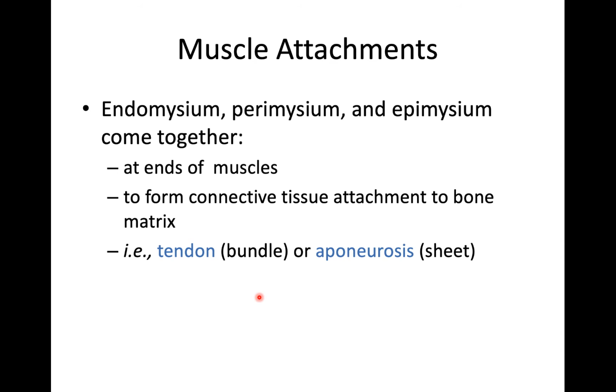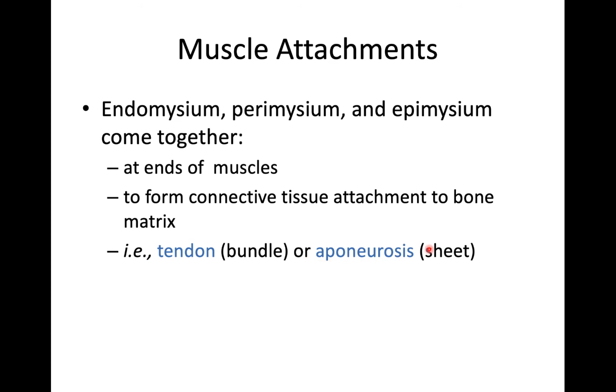Now, the bundle is going to be found predominantly around the appendicular skeleton, which again are arms and legs. But for places that have flat muscles and very thin, flat-shaped bones like the skull or the sternum, instead of having a bundle-like tendon, you're going to have a sheet-like tendon, which we no longer call a tendon.